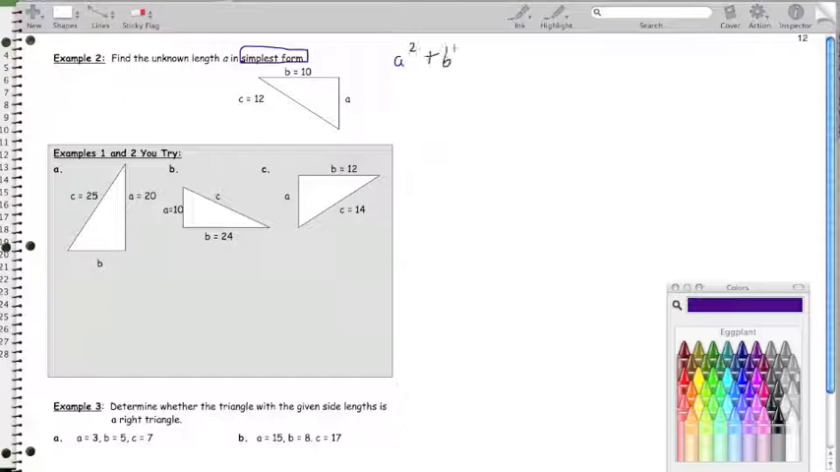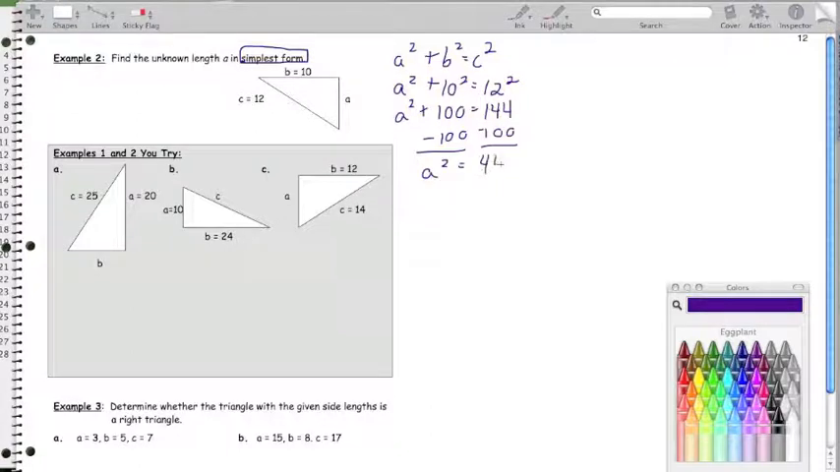We have a squared plus b squared equal to c squared. A squared we don't know, that's unknown. B squared is 10, it's going to be 10 squared. C squared is 12, so it's 12 squared. So a squared plus 100, because it's 10 squared. 12 squared is 144. Now I'm trying to get a by itself, just like we've been solving all year. First thing you have to do is get rid of 100, so I'm going to subtract that. 144 minus 100 is 44.